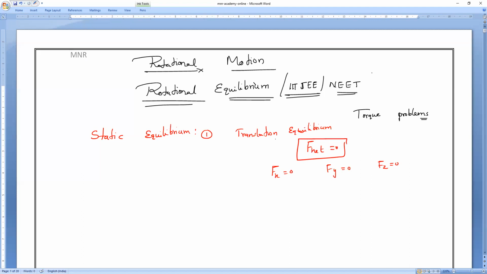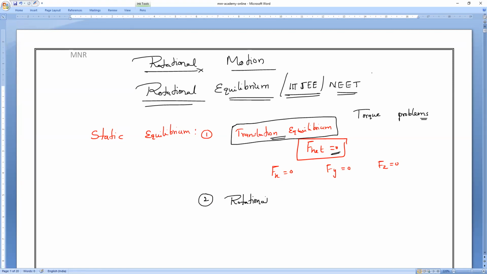So in this situation the F net will become zero, which means the body is said to be in translation equilibrium.